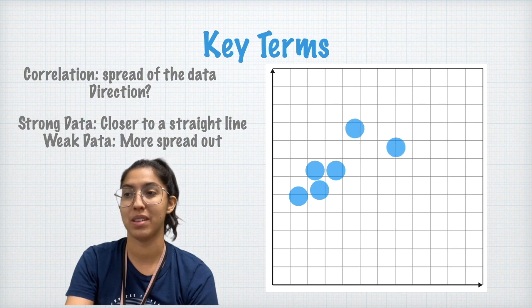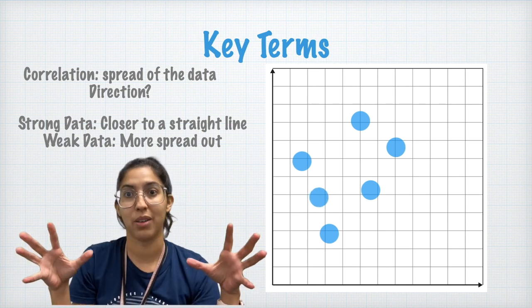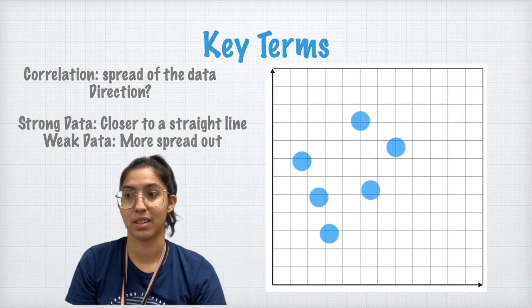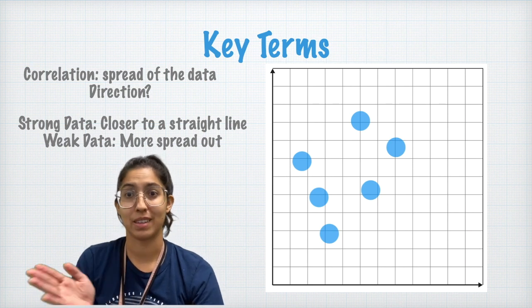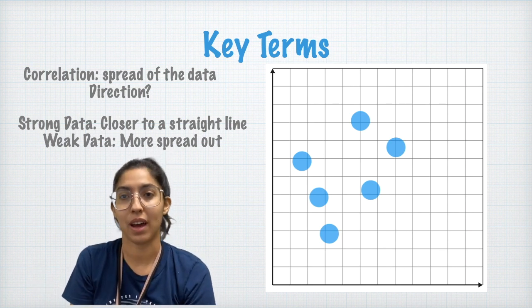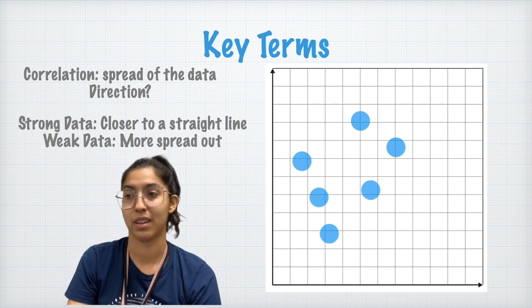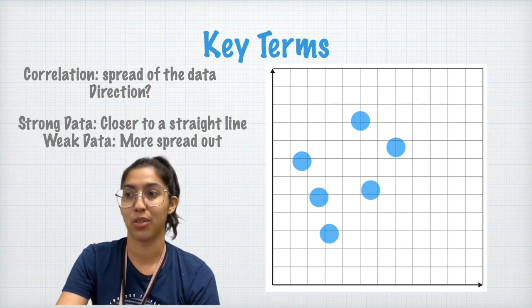We're gonna spread these dots out. Okay, so the more spread out they are, the weaker the data is. So if it just looks like it's just not making sense because they're not close together, then it's weak data. It's kind of hard to read if it's negative or positive.